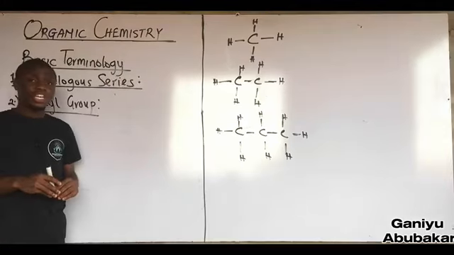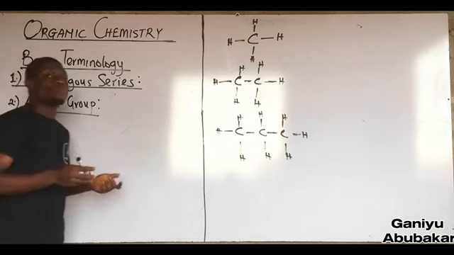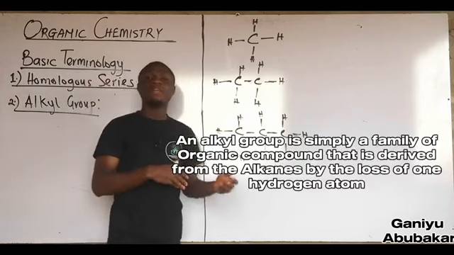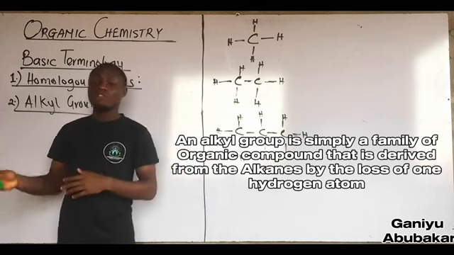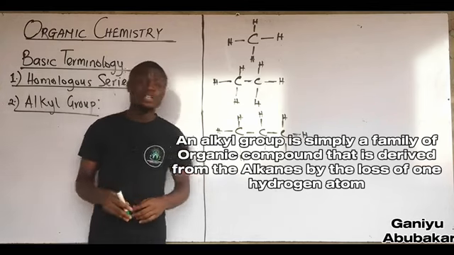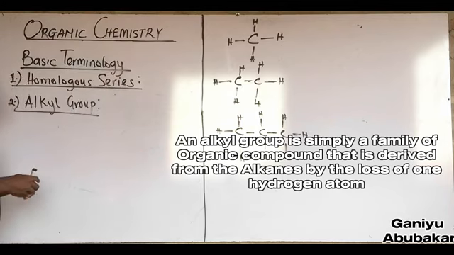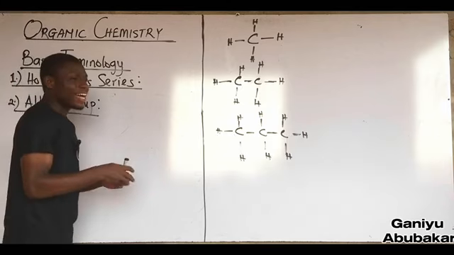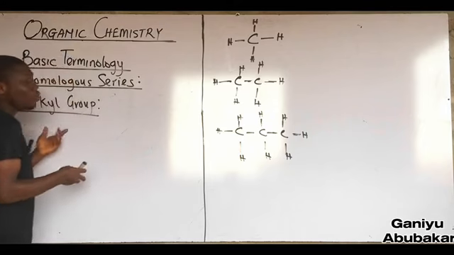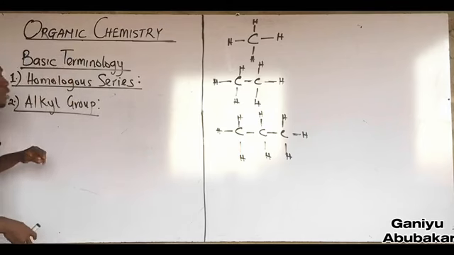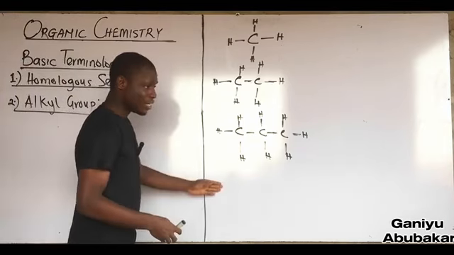The second terminology in the study of organic chemistry is simply an alkyl group. What's an alkyl group? An alkyl group is simply a family of organic compounds that is derived from the alkane by the loss of 1 hydrogen atom. So note that the alkyl groups are got from the alkane. Without the alkane, there can never be the existence of alkyl groups, because they are derived from the alkane by the loss of 1 hydrogen atom. So I just said these are simply the alkanes, right?